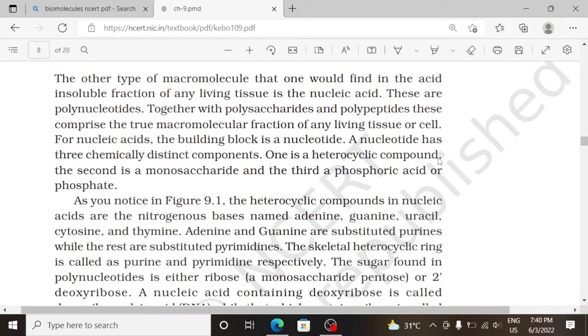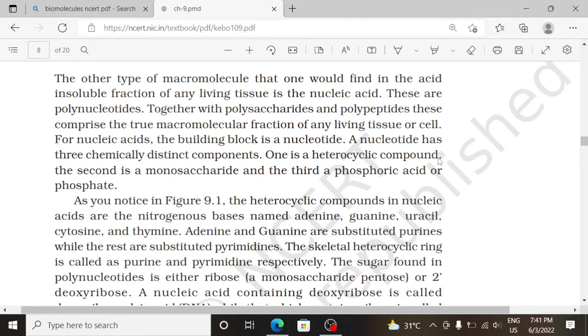Nucleic acids. The other type of macromolecule that one would find in the acid-insoluble fraction of any living tissue is the nucleic acid. These are polynucleotides. Together with polysaccharides and polypeptides, these comprise the true macromolecular fraction of any living tissue or cell. For nucleic acids, the building block is a nucleotide. A nucleotide has three chemically distinct components. One is a heterocyclic compound, the second is a monosaccharide, and the third is a phosphoric acid or phosphate.